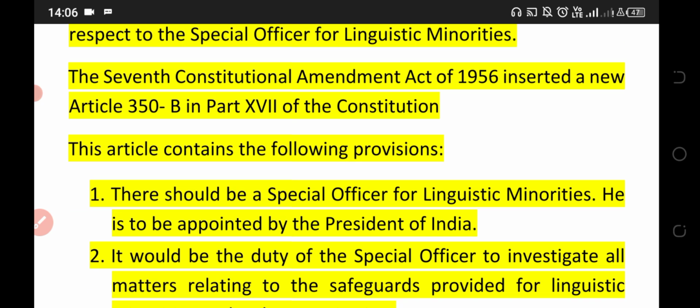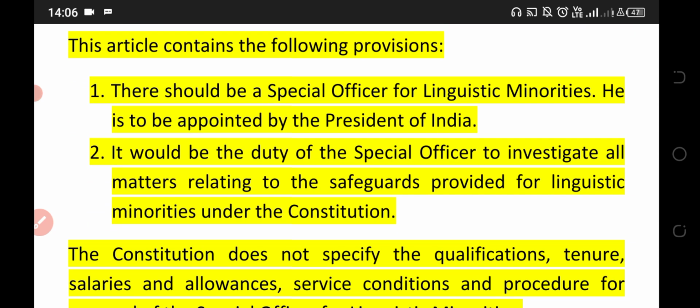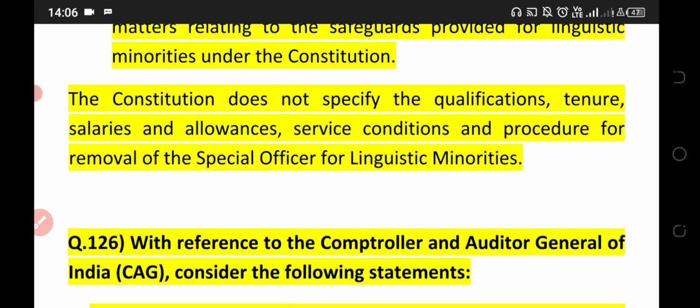लेकिन 7th Constitutional Amendment Act 1956 inserted a new article, Article 350B in Part 17 of the Constitution. This article contained the following provisions. There should be a special officer for linguistic minorities. He is to be appointed by the President of India. It would be the duty of the special officer to investigate all matters relating to the safeguards provided for linguistic minorities under the Constitution. The Constitution does not specify the qualification, tenure, salary, allowances, service conditions, and procedure for the removal of the special officer for linguistic minorities.